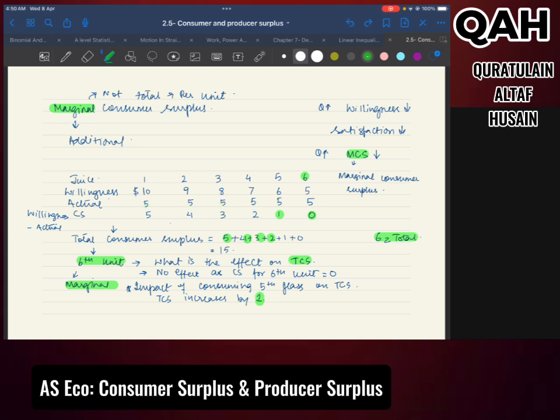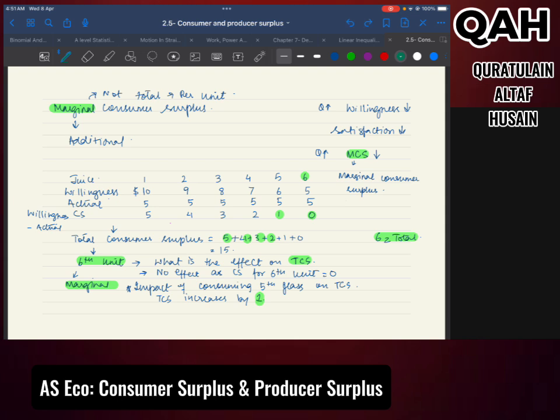Now we have to calculate consumer surplus for each unit, right? Surplus for each unit. So consumer surplus is calculated by subtracting the actual from the willingness. Willingness minus actual. So here consumer surplus is 5. For the second one it is 4, 3, 2, 1. And for the sixth glass, consumer surplus is 0.